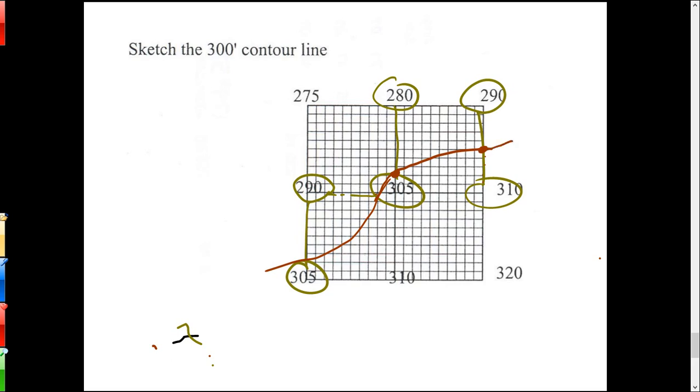So what I'm doing there, I'm finding points above and below 300. Then I'm interpolating where the 300 elevation would be. All right, so I'm just doing a linear interpolation there.